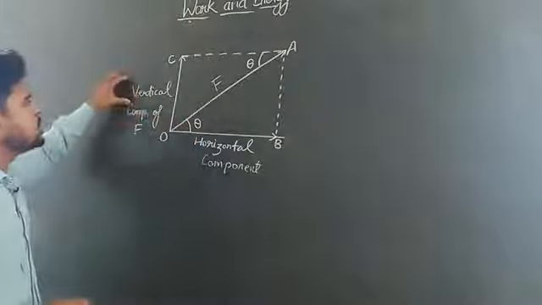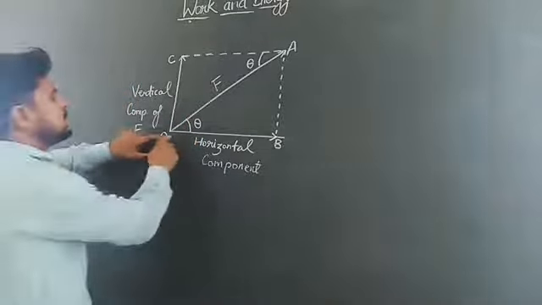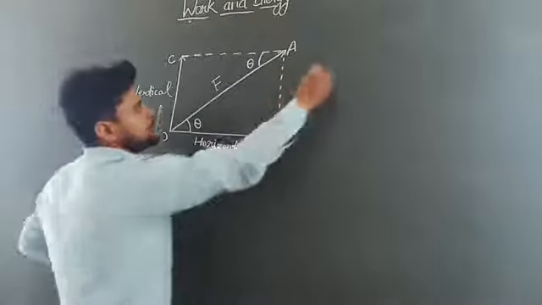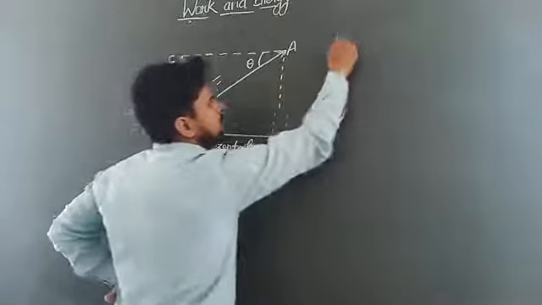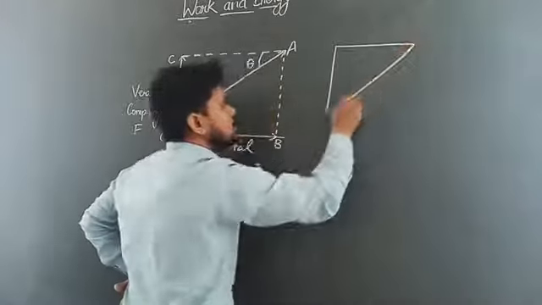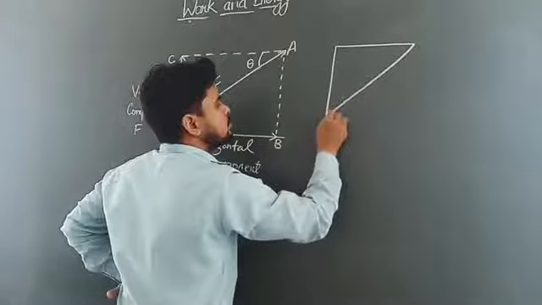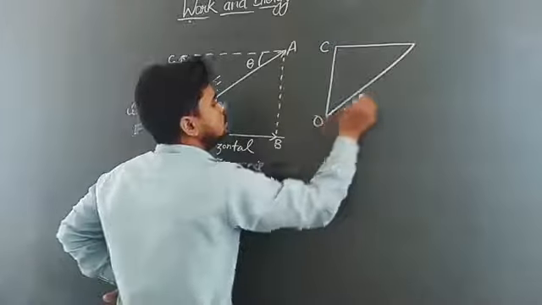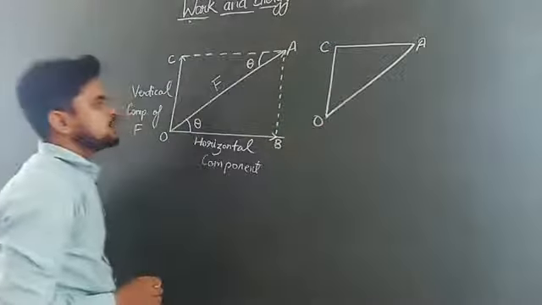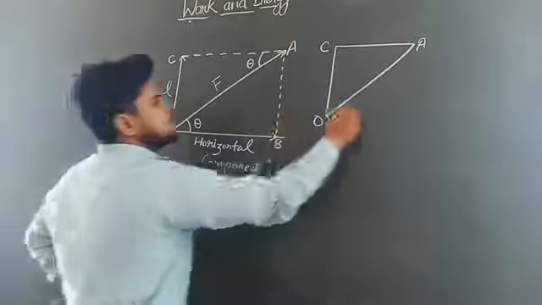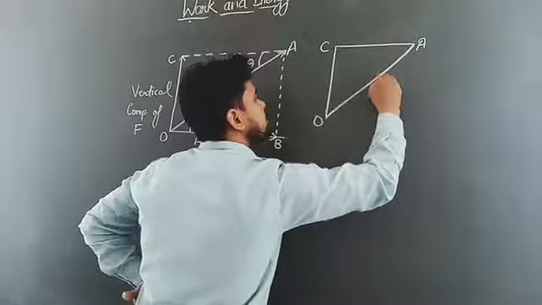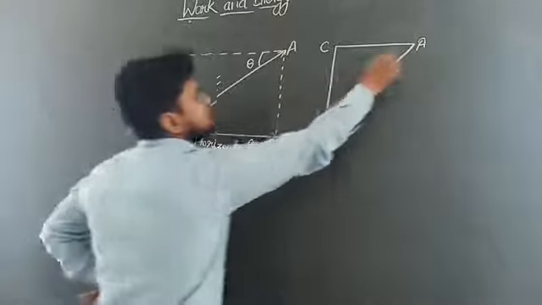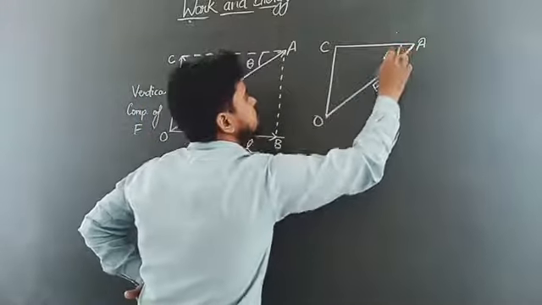Now we are interested to calculate the value of vertical component. So we can take the help of the right angle triangle OCA. Let us draw it separately. So this is C, O and A. Now let us see what are given. Here we have the value of OA, OA is F. Also angle CAO is equal to theta. So this is equal to theta given.